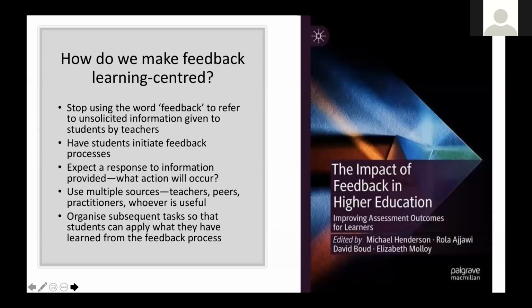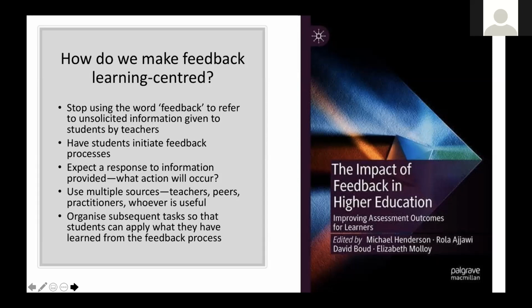And these are some of the ideas about making it learner-centered. So I have a little campaign to stop people using the word feedback when all they are doing is providing students with information about their work. Unless students take up that information and do something with it, then I don't think it could be regarded as feedback. We need to get students to initiate feedback processes.